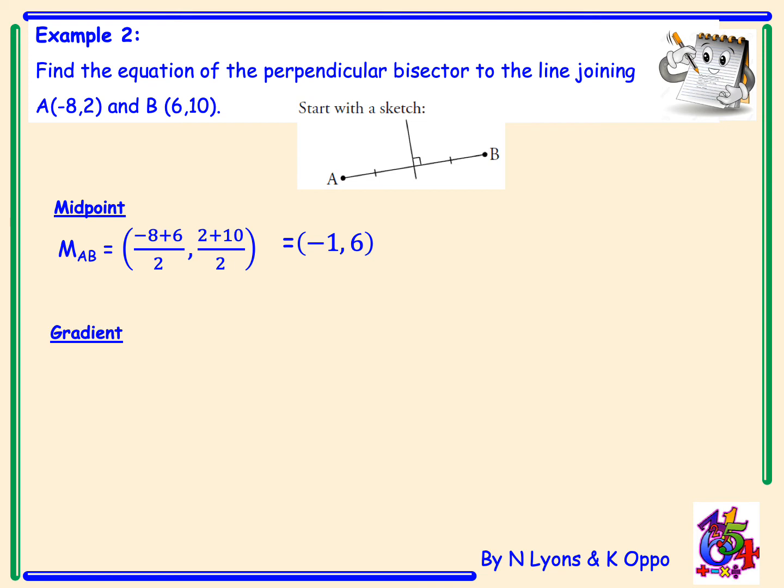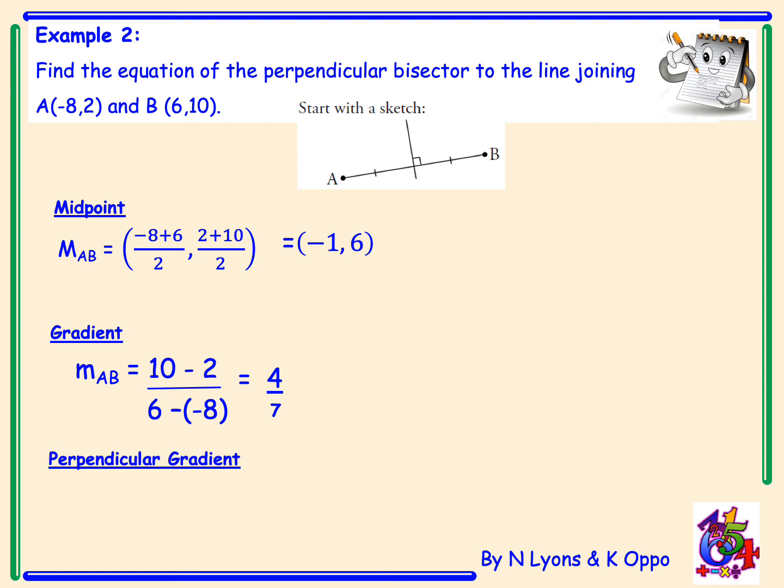Next step is the gradient of the line AB. Difference in y's, 10 take away 2 over the difference in x coordinates, 6 take away -8, which will give us a gradient of 4 over 7. This is fully simplified. Our perpendicular gradient, using our perpendicular rule, flipping 4 over 7 and changing the sign, will give us an answer of -7 over 4.